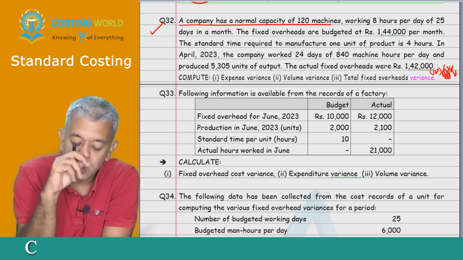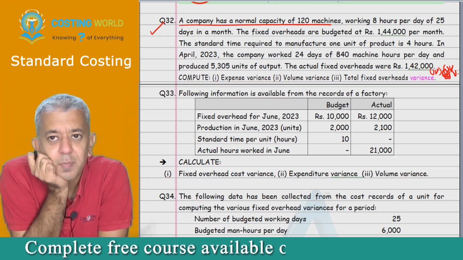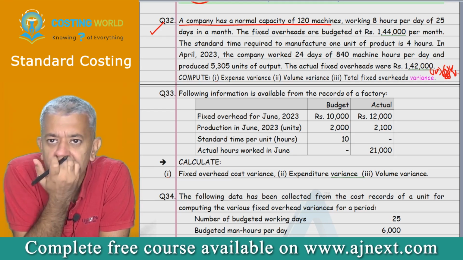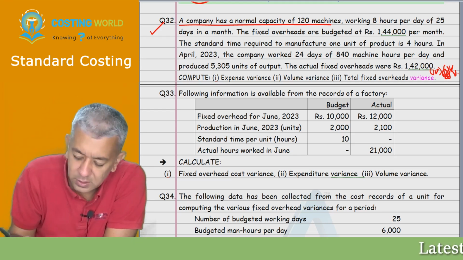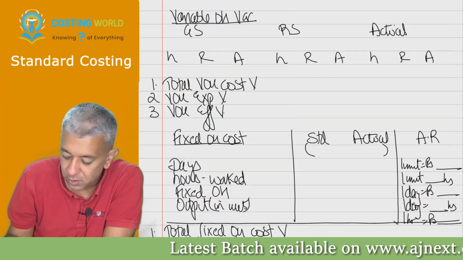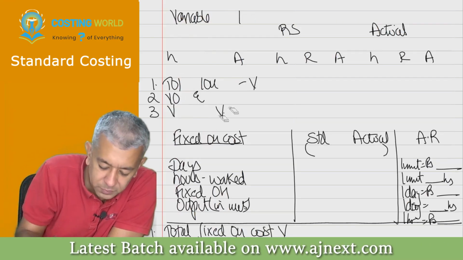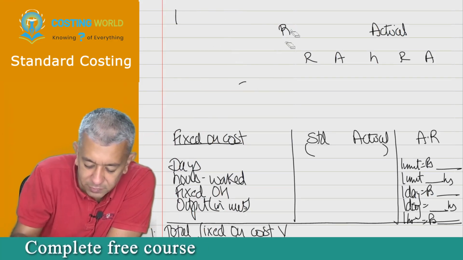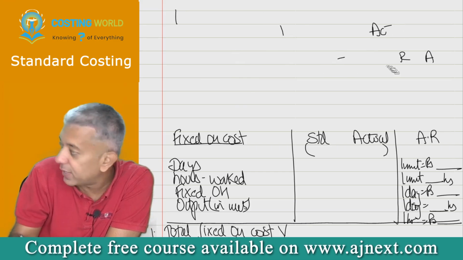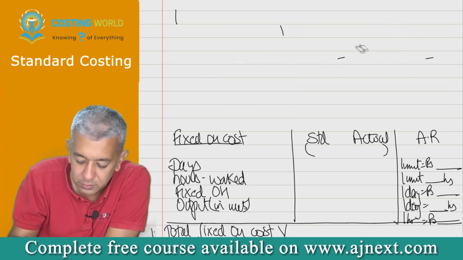Okay. Now, fixed overheads are dependent upon period. In this question, what is the period, beta? 1 month. I guess this is given for 1 month. So you all do one thing. Make your fixed overheads format. And obviously in standard and actual, in bracket, we are going to be writing 1 month.